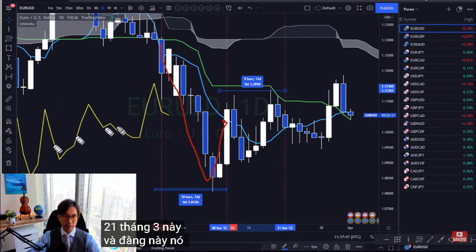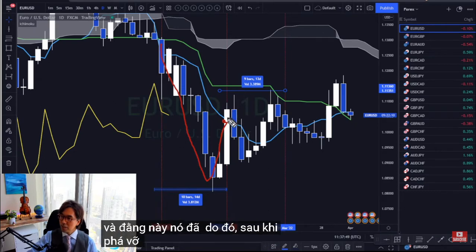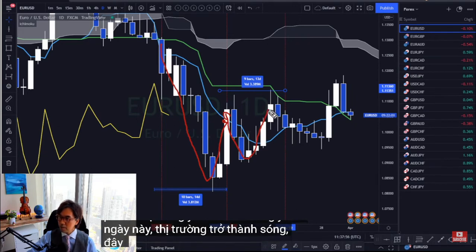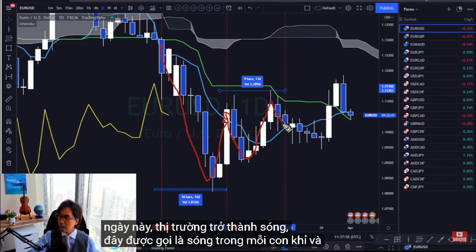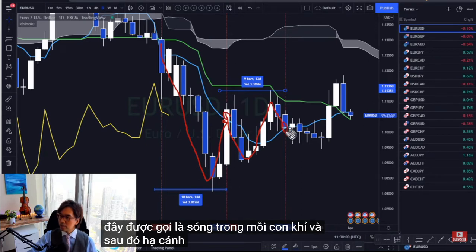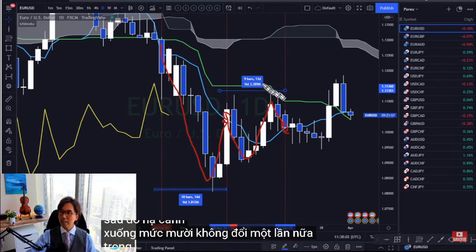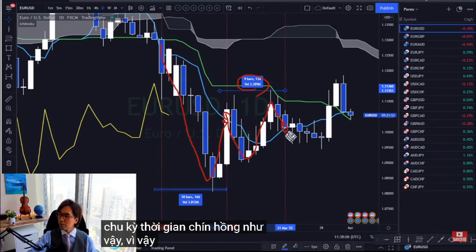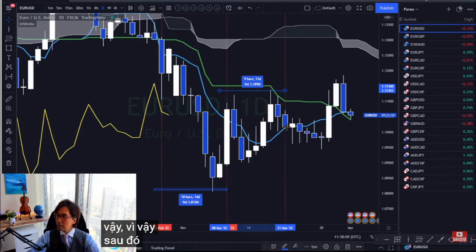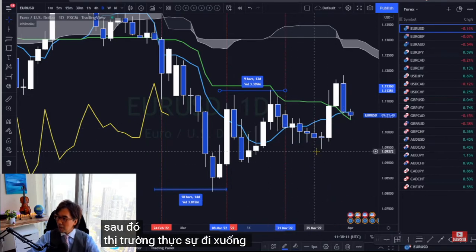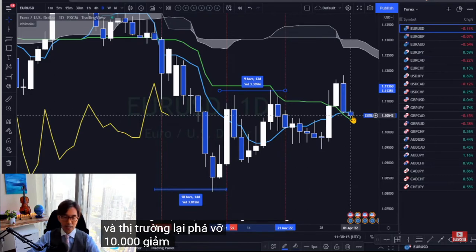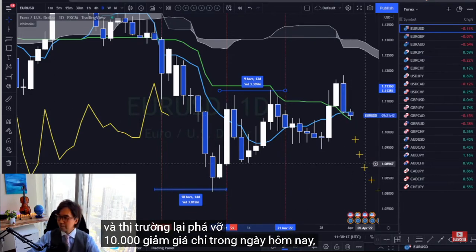And over here, it was ranging. So after this break of the Tenkan-sen on this date, the market became S-wave. This is called S-wave in Ichimoku, and then landed on Tenkan-sen again in the 9 Kihon Suchi time cycle. So after this, the market actually went bearish and up, and the market again broke the Tenkan-sen bearish just today.